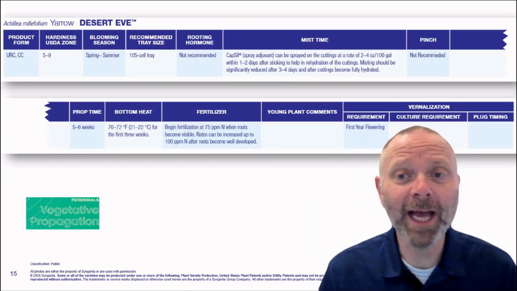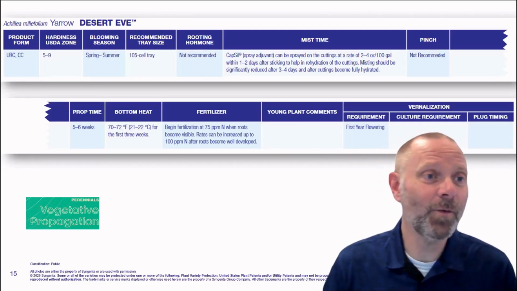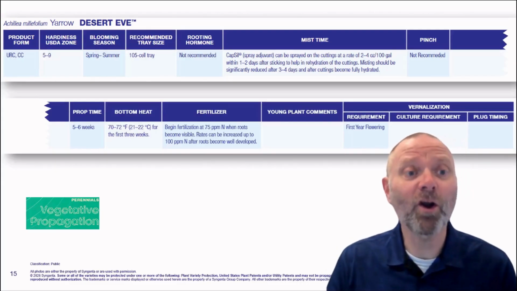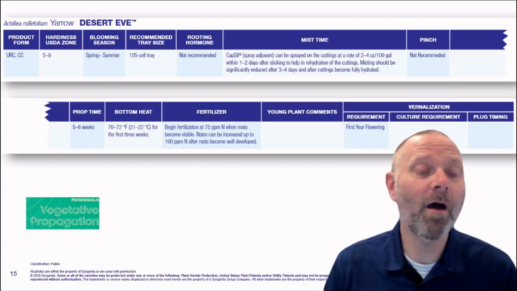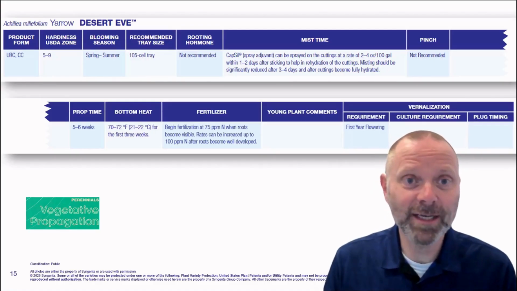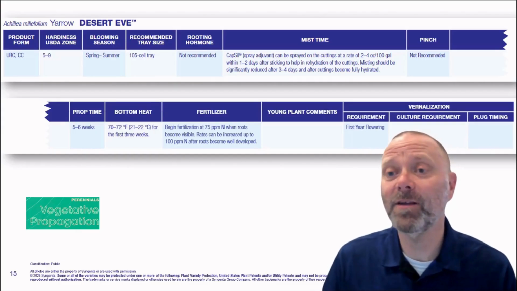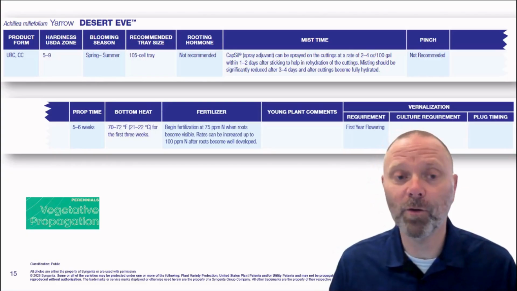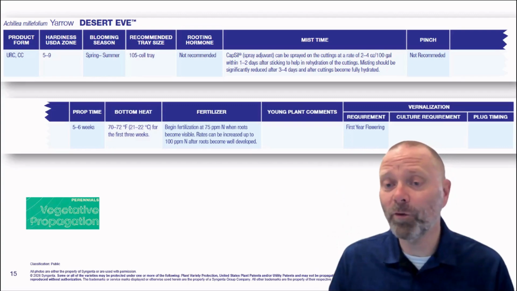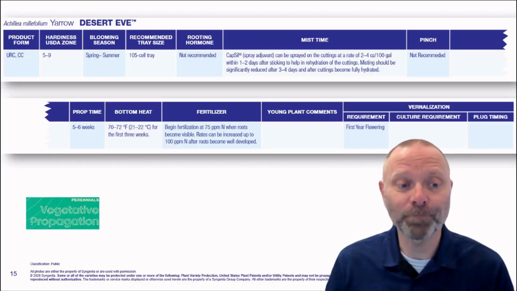So when we look at the perennial section, very similar to the other sections that we have, we'll see our product form, our URC or callus cuttings. We also add in our hardiness zone, when our plant is going to bloom, along with the tray size and rooting hormone, and the other things that we talked about in the vegetative annuals portion of the Grower Success Guide. We also have the vernalization requirements for these plants if they need to be done during propagation.